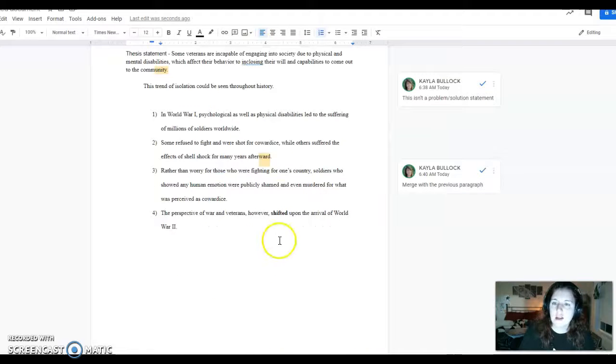So here's a claim. It's kind of vague, but it works. The veteran population makes up a large portion of our society today. First of all, let's take out the word our, because we're not supposed to use first-person pronouns. The veteran population makes up a large portion of society today can be proven with statistics. Okay, I assume that's what's happening here.